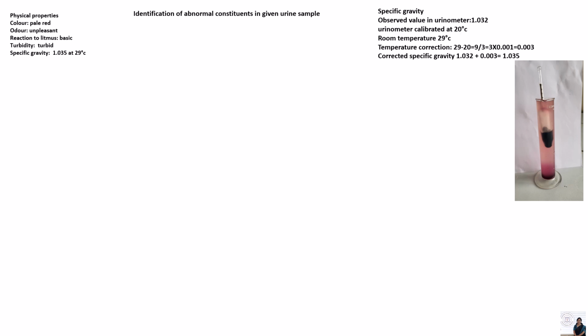Identification of abnormal constituents in the given urine sample. This is a sample. Coming to the physical properties, the color is pale red, odor is unpleasant, reaction is basic. It's a turbid sample. And coming to calculation of specific gravity, the observed value in urinometer is 1.032.